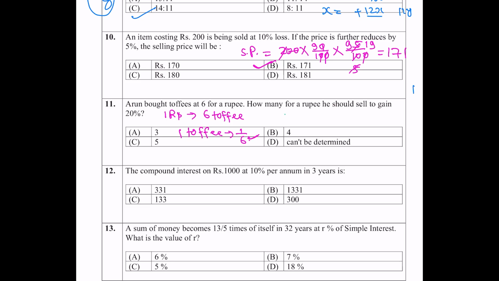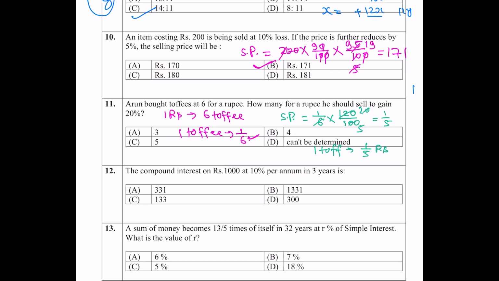So we can calculate the selling price for 1 toffee at a profit of 20%. So we can write 1 by 6, with 20% profit, it means 120 by 100. If we simplify, this is 20, this is 5. It means the selling price of 1 toffee is 1 by 5 rupees.